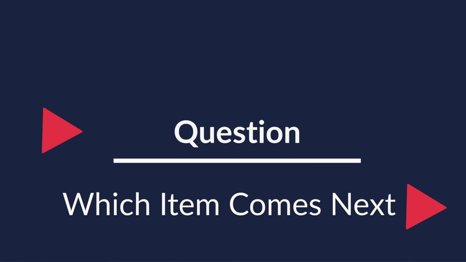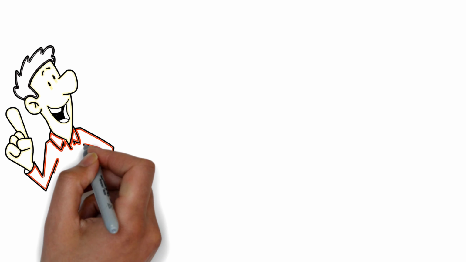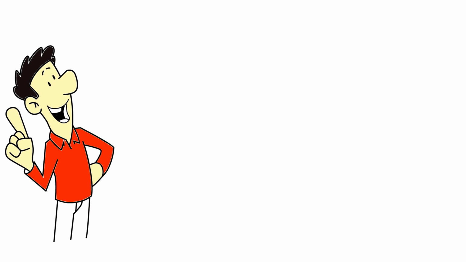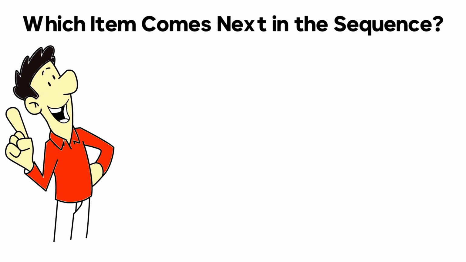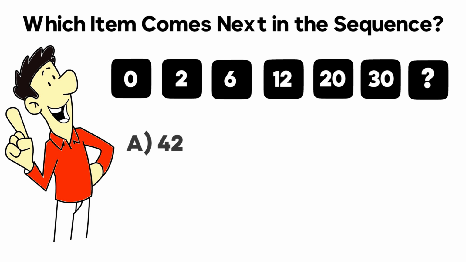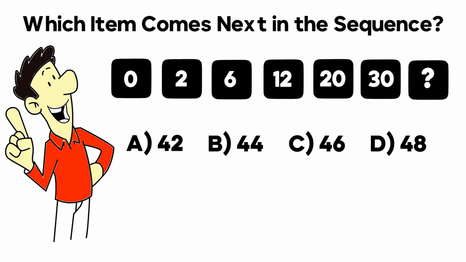Very frequently on the test, you might be asked to detect a pattern. In this question, we're being asked which item comes next in the sequence, and we're presented with a sequence of items. 6 items in the sequence are visible: 0, 2, 6, 12, 20, and 30. And the next item is missing, and you're being asked to select one of the 4 following choices.